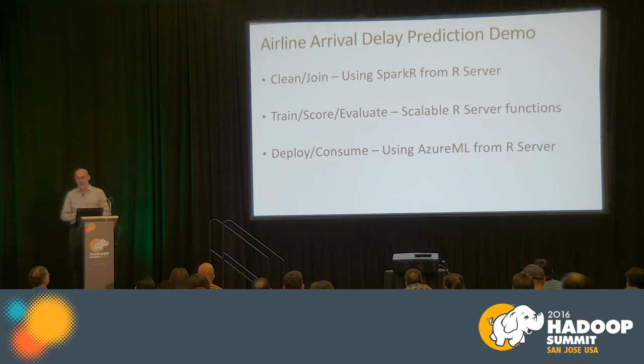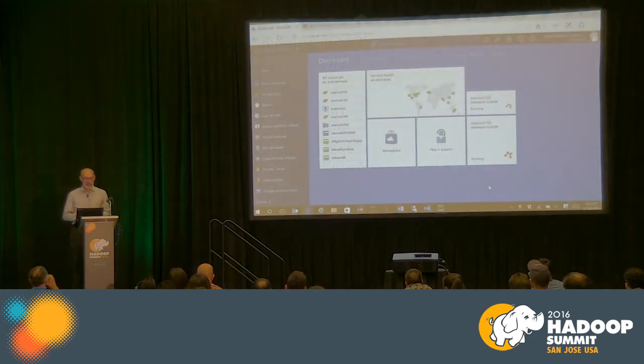And finally, we will go and deploy the model. And to deploy the model, we're going to use another open source package called the AzureML package, which is a package that's able to deploy R functions as web services in the cloud. So now, I think we're ready to switch to the demo.